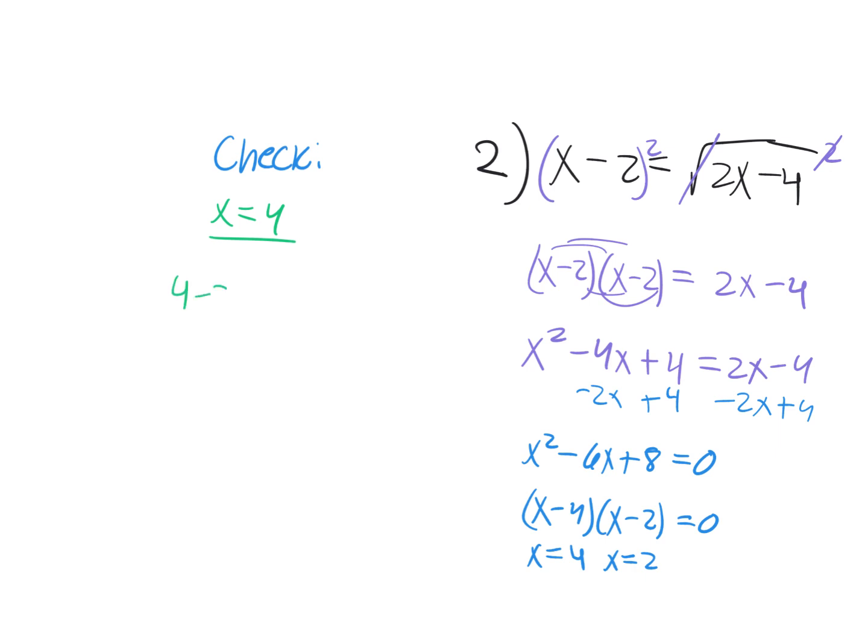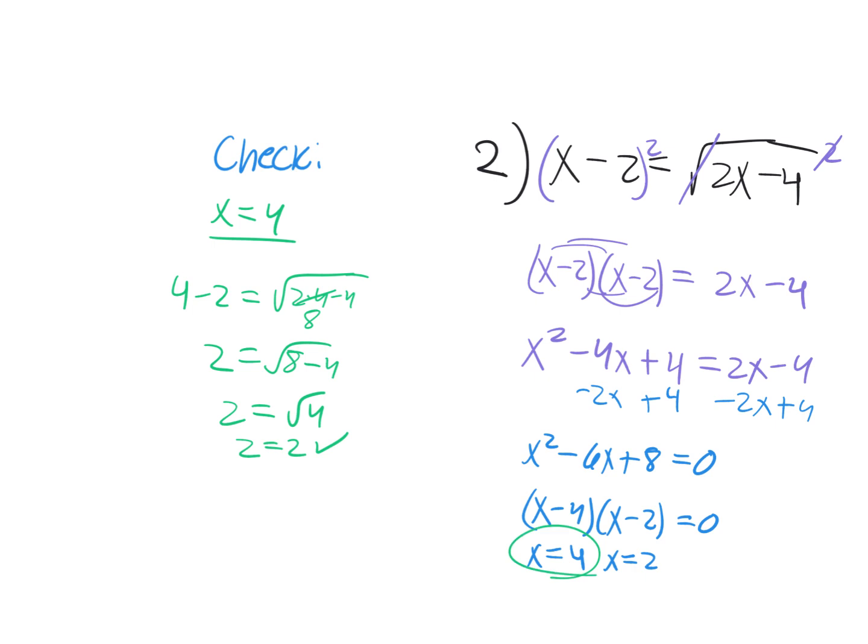Plug in 4. We get 4 minus 2 equals the square root of 2 times 4 minus 4. 4 minus 2 is 2. 2 times 4 is 8. We get the square root of 8 minus 4, which is the square root of 4. Is 2 equal to the square root of 4? It is. We get 2 equals 2. That's true. So x equals 4 is a solution.